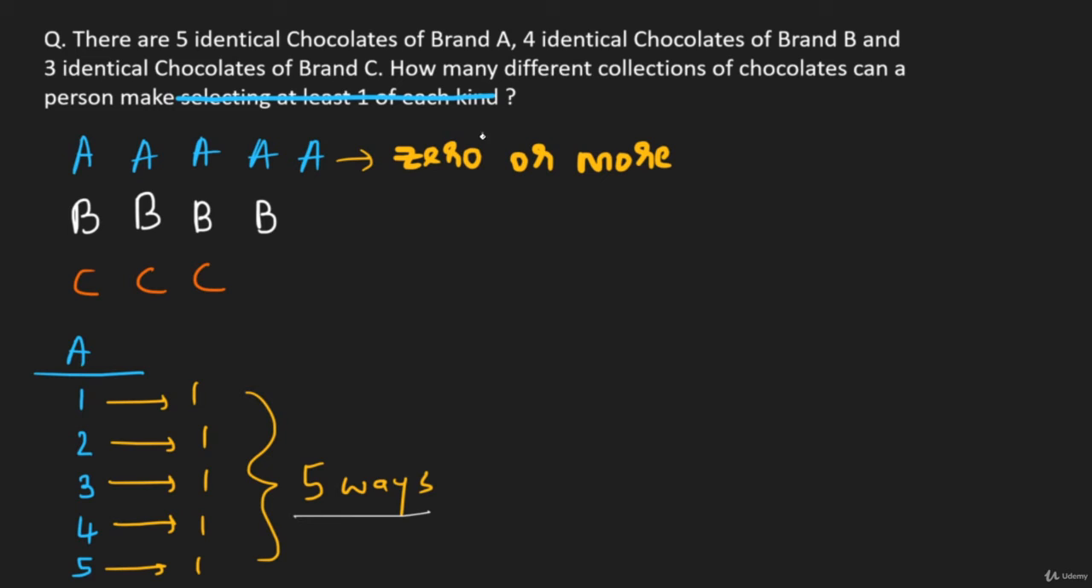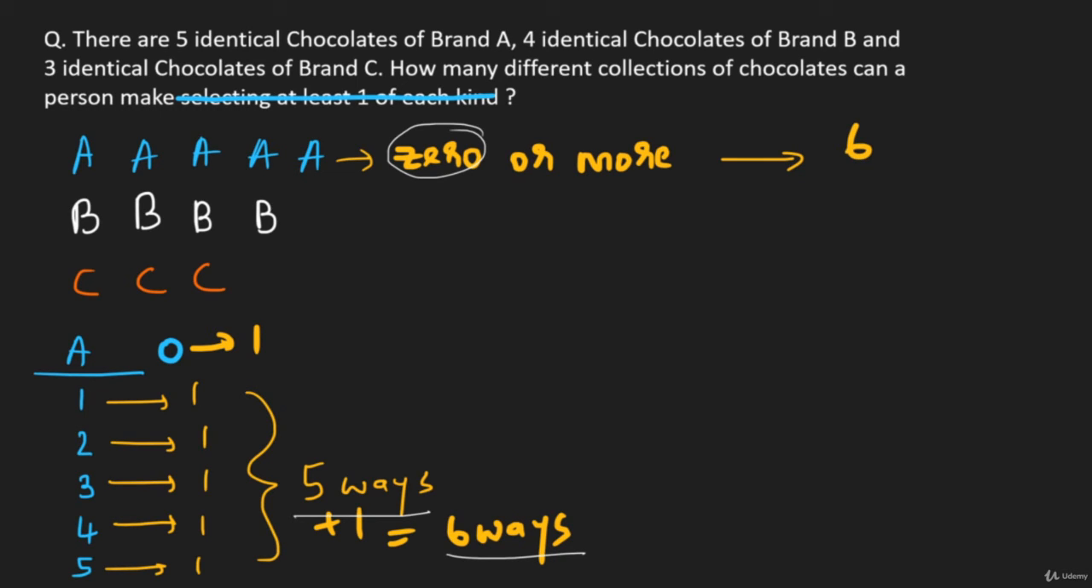Now over here you have 0 or more. Therefore, the only case that you need to add to this is selecting 0 of A, which is +1, and 5 plus 1 gives you 6 ways of selecting 0 or more chocolates of brand A. Similarly, for brand B and C, it's 5 and 4 ways respectively. Now, therefore, you can select 0 or more of A and 0 or more of B and 0 or more of C in 6 into 5 into 4 ways, right? Whenever you have and, you have to multiply.